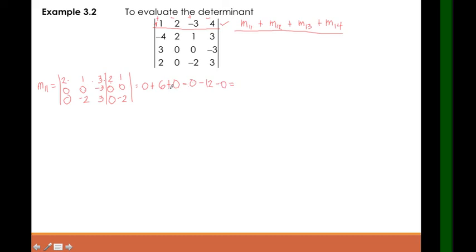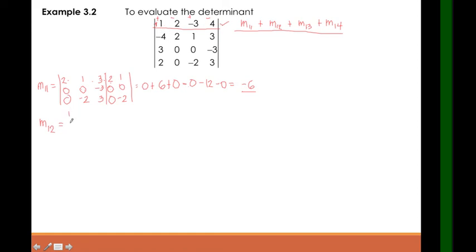So, the answer for the M11, 6 minus 12, is negative 6. And this is positive, so the answer is negative 6 pa rin siya. That's for M11. Okay? Next, M12. 12 na tayo. Ito, sakop niya, tsaka iyon, horizontal, vertical.